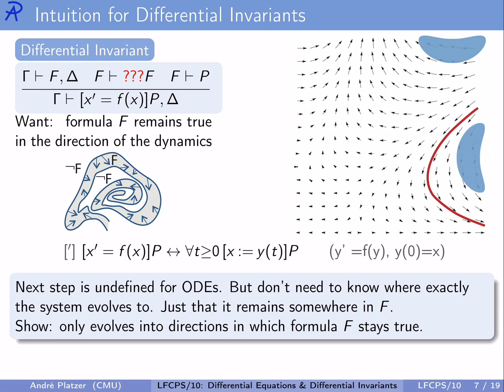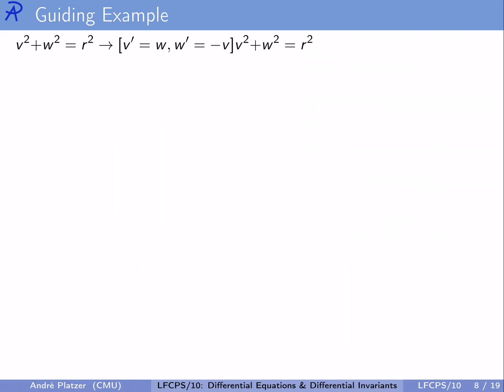So we need logic that enables us to speak about the direction into which a formula is evolving along a differential equation, and have a way of justifying that that remains true. Let's look at a guiding example to figure this out.